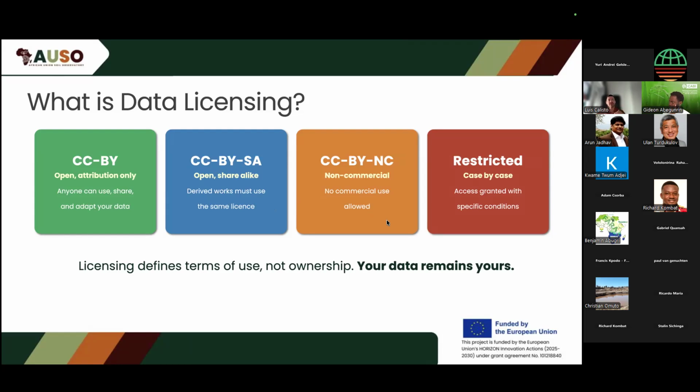So basically you can share data and say, this is only for non-commercial applications. And of course, the last one is restricted, case by case. So access is granted within specifics. So it's restricted, and the owner of the data just shares data depending on specific conditions. I tend to avoid going to the restricted unless really necessary, because if I publish data publicly, then it's always good to define one of these 3 licenses. But of course, restricted is also a possibility.